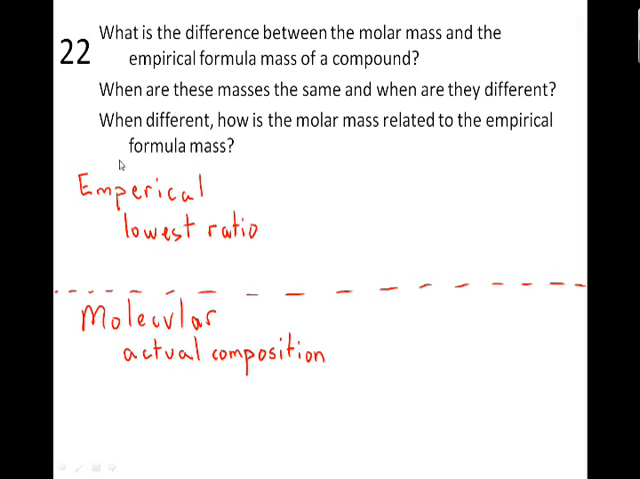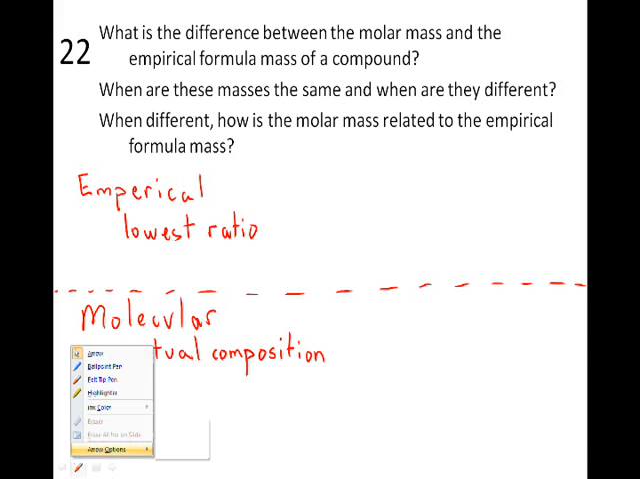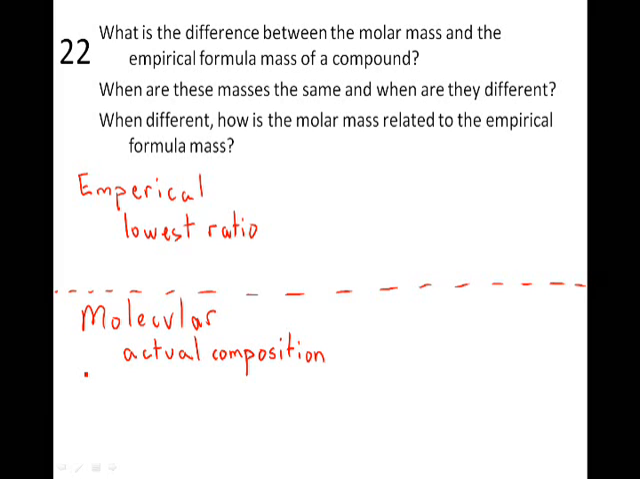Problem number 22 is really about empirical and molecular formulas and their differences and similarities. So keep in mind that empirical formulas are formulas that are always in the lowest whole number ratio. For example, ionic compounds are always in the lowest whole number ratio. Sodium chloride, NaCl, is an ionic compound, always in the lowest whole number ratio.